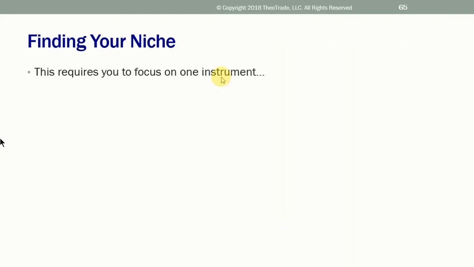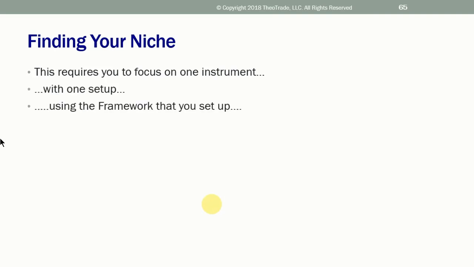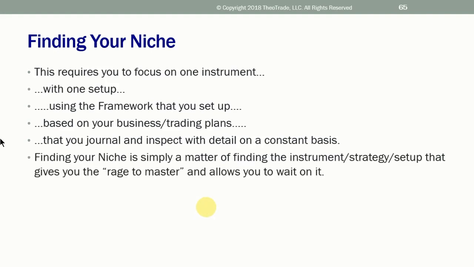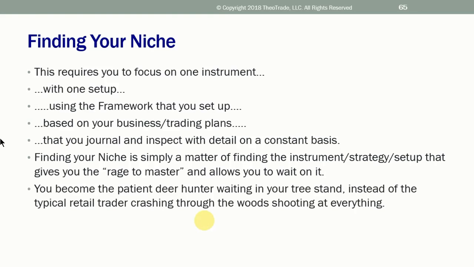So this requires you to focus on one instrument with one setup using the framework that you set up based on your business and your trading plans that you journal and inspect with detail on a constant basis. Finding your niche is simply a matter of finding the instrument or strategy or setup that gives you the rage to master, that's another Brett Steenbarger term, and allows you to wait on it.